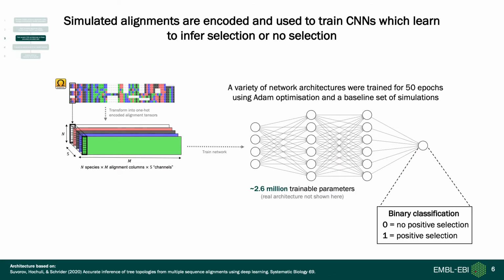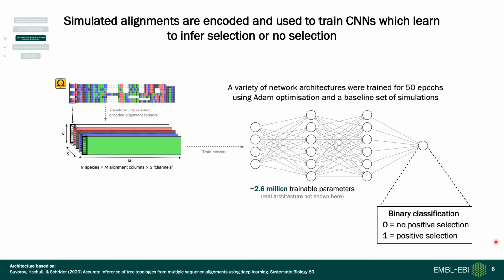And now moving on to step 3, which is training our network. And so to train our network, we first encode our alignments as one-hot encoded tensors, which consist of n species rows by m alignment columns and a third dimension of depth 5, along which an indicator value of 0 or 1 is recorded, which corresponds to the nucleotide or gap present at each position in the two-dimensional alignment.